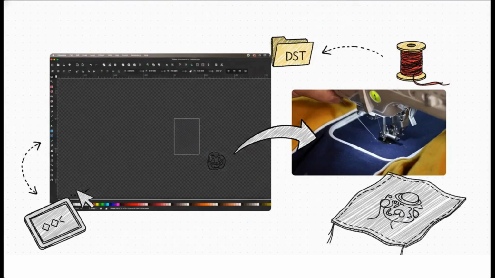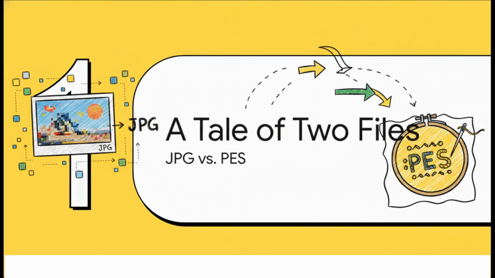And this is what it's all about. Taking a simple digital image like the one we see here on the left and turning it into a beautiful, textured, embroidered piece, just like the one being stitched out on the right. That's the journey we're on today. Okay, let's dive into this tale of two files. These are the two main characters in our story.